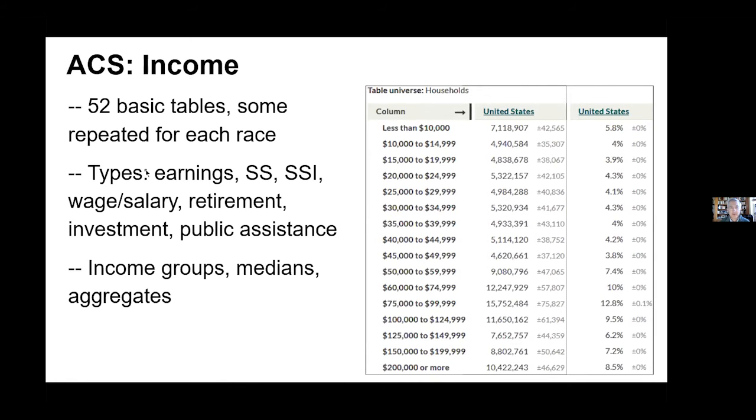Some of these income tables break out separately: earnings, Social Security income, supplemental Social Security income, wage and salary income, which is different from earnings, retirement, investment, and public assistance income. And it breaks it down in groups like this. There's also tables that just list medians and also the aggregates so that you can do your own kind of analysis.